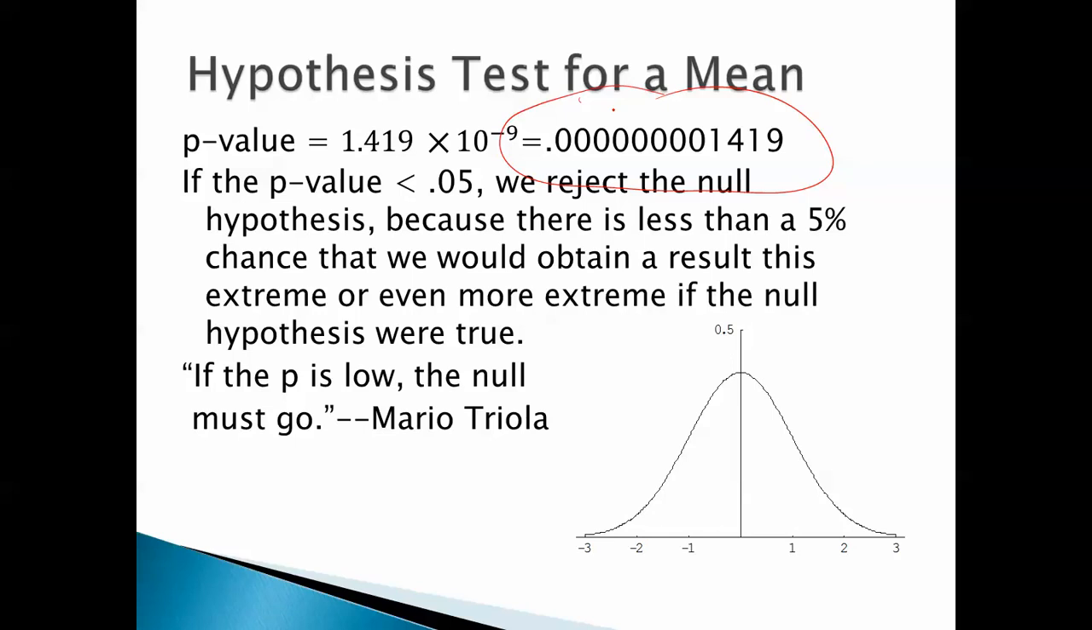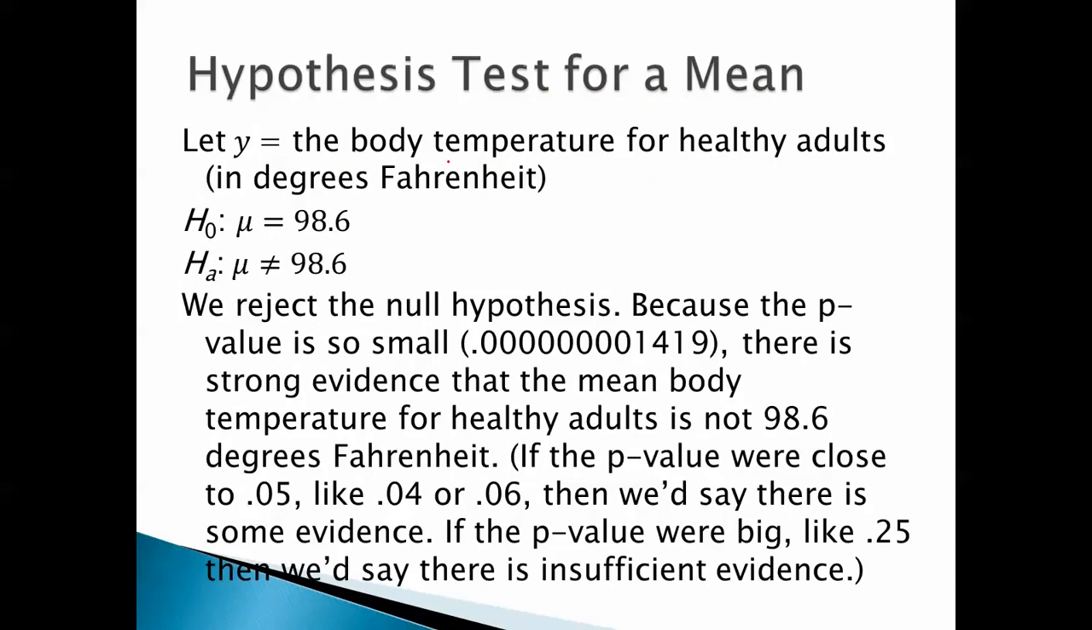If the p-value is less than 0.05, we reject the null hypothesis, because there's less than a 5% chance we would obtain a result that extreme or even more extreme if the null hypothesis were true. So again, if the p-value is less than 0.05, you reject. If p is low, the null must go. Oh my goodness, our p-value is so much smaller, so we definitely reject it.